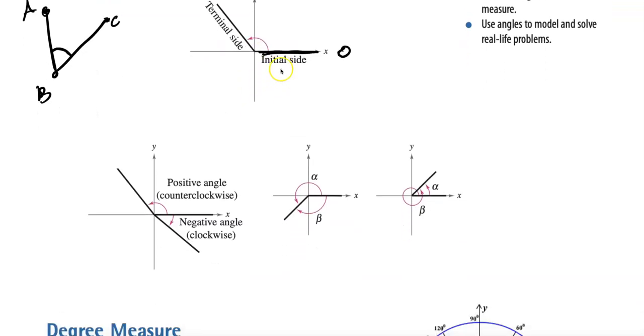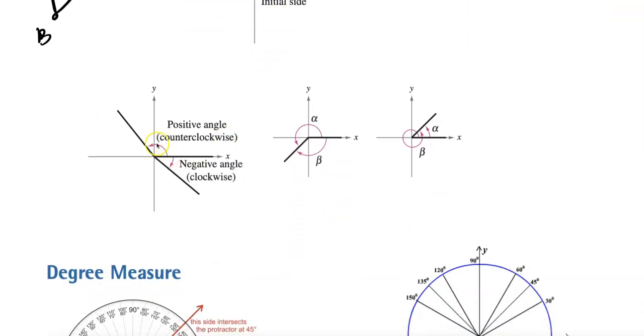So there's two ways you can open. We can open up or down. If you open up, we call it a positive angle. If you open down, it's a negative angle. So you can kind of see that here. It's opening up, it's opening down. And this will just be the negative angle down there. So counterclockwise is positive, clockwise is negative.